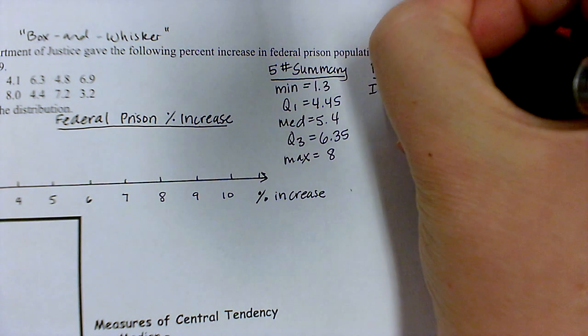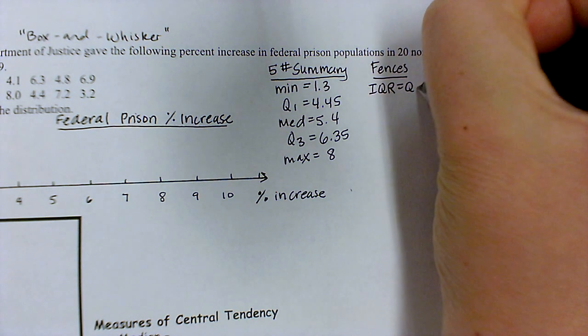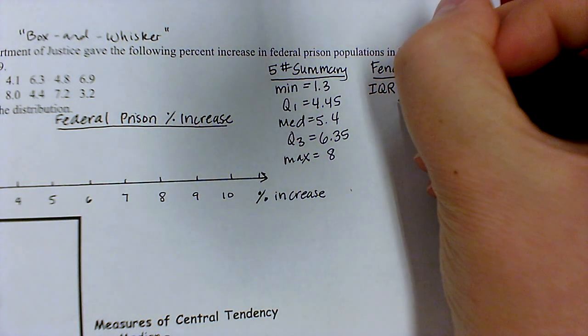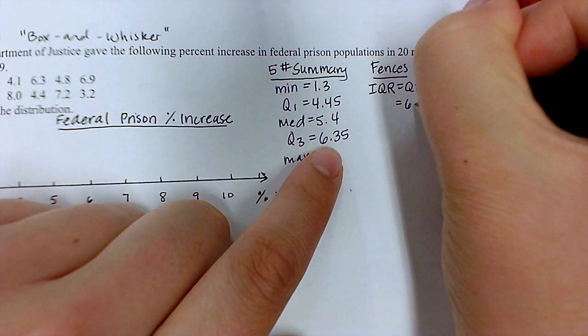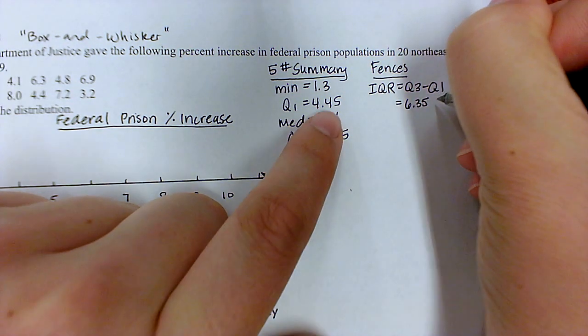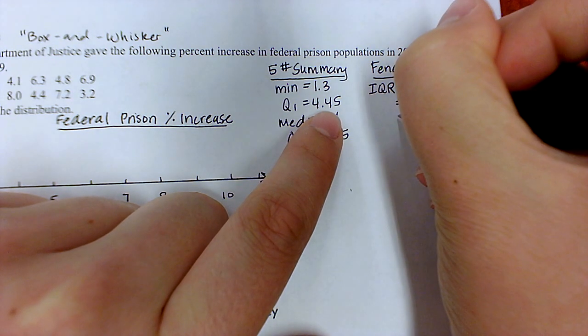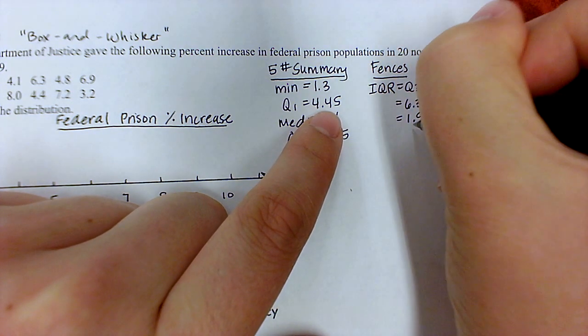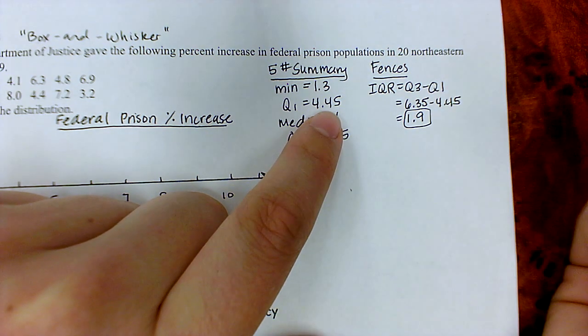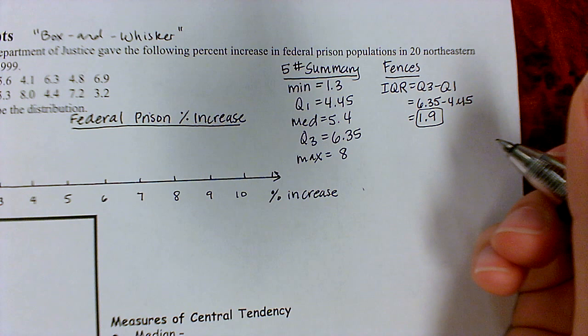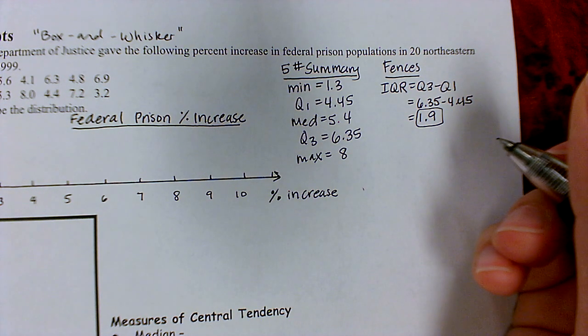So the first thing I need to find is the IQR, which I know is Q3 minus Q1. And of course, we know that in this situation, Q3 is 6.35 and Q1 is 4.45. So that's going to give us a value of 1.9. Now this is an important number, and we're going to be using our interquartile range to help us with indicating whether or not something is an outlier.